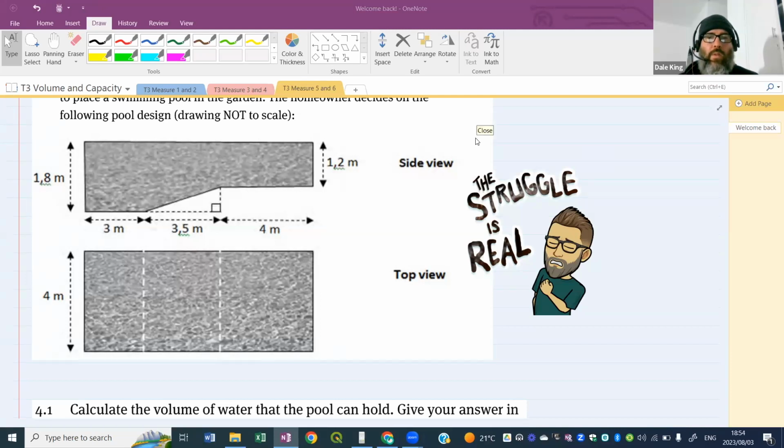10,5 times 1,8 times 1,2. 10,5 times 1,8. So that'll get you close. Sure, that'll get you close. If it was a rectangular prism, it would be easy. Just length times breadth times height, but it's not a rectangular prism.